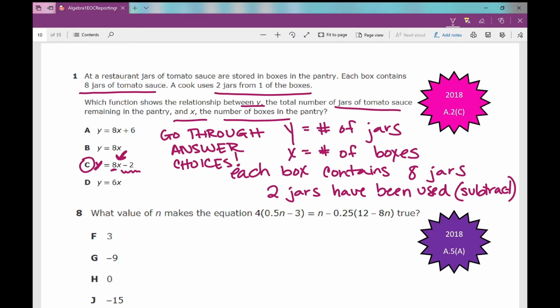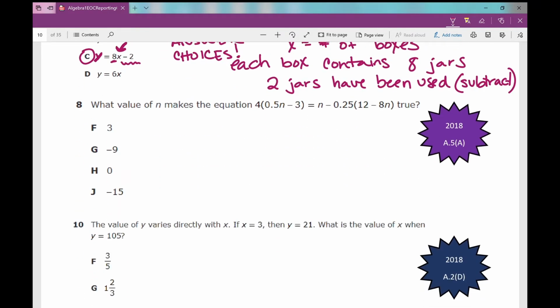Okay, number 8. What value of n makes the equation true? What I would suggest doing, a little test-taking strategy, is storing in these numbers for x. So type in the number, store it in for x. That button is store. If you struggle with this, you can look at my calculator tips from reporting category number 1, 2017 version, or reporting category number 3, 2017 version. I discussed this as well.